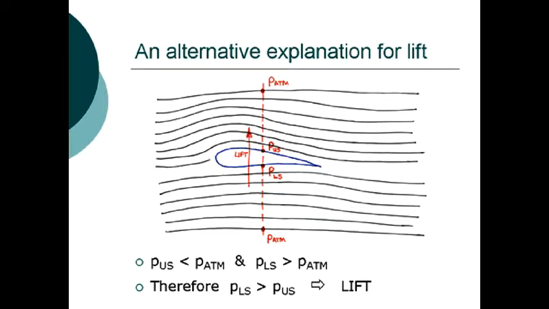And now we've proved that there must be lift, because if this pressure is larger than atmospheric and this one is lower than atmospheric, then we know, of course, immediately that our pressure on the lower surface is certainly larger than our pressure on the upper surface, and that is all we need for lift, a pressure difference between the two sides of the aerofoil. And that's where lift comes from.